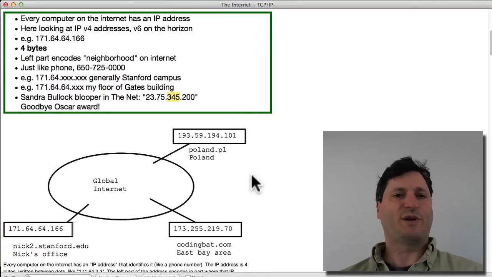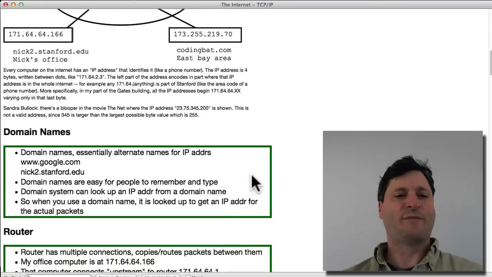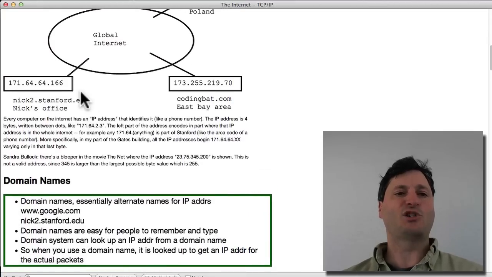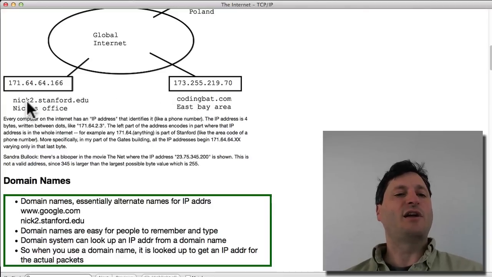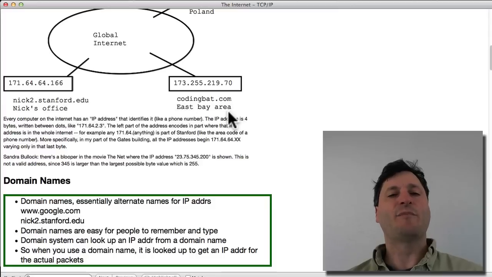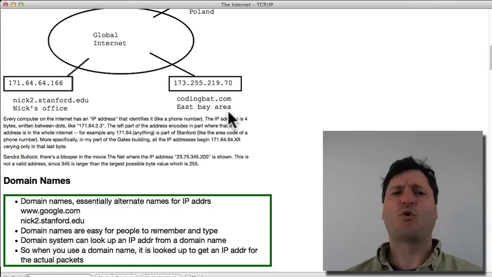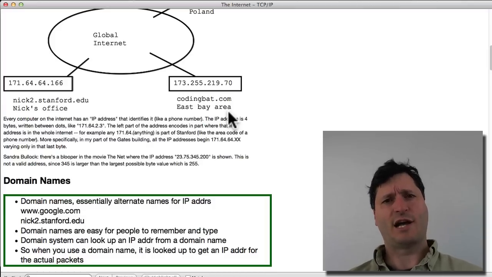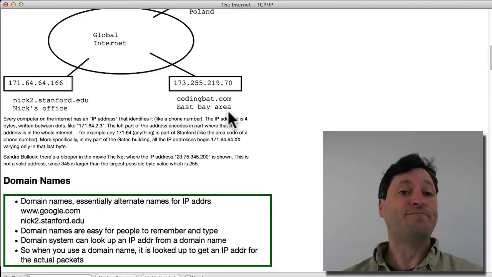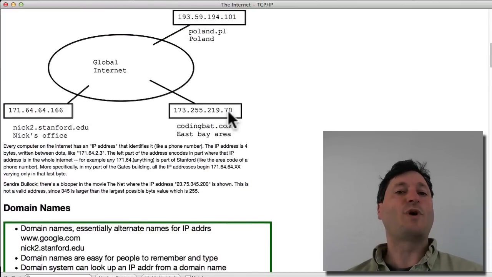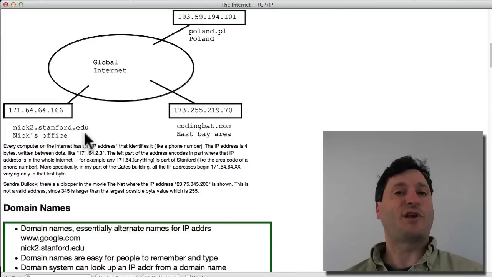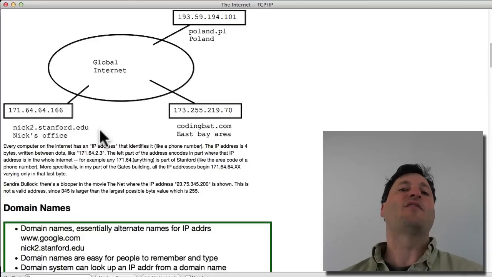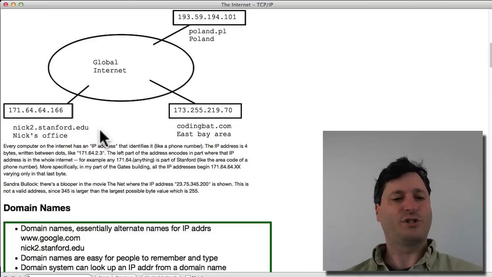Alrighty, so I'm going to zoom in on this picture and explain how more parts of this work. Most of my discussion today will talk about IP addresses. That is how it works under the hood. But we've got these familiar names like nick2.stanford.edu or codingbat.com. Those are called domain names. Domain names form effectively a shorthand for IP addresses, but they use just regular words and dots, so it's easy for a person to remember or to type. There's essentially a worldwide directory, where whenever you type in nick2.stanford.edu, that gets translated. There's a little lookup that happens that translates that into an IP address. And then the IP address is what's used from there on out for the packets, as we'll see.